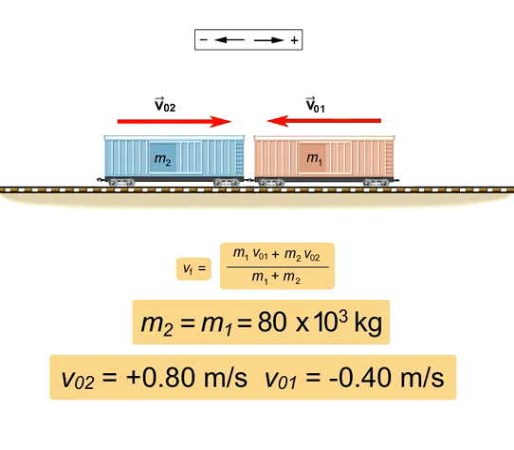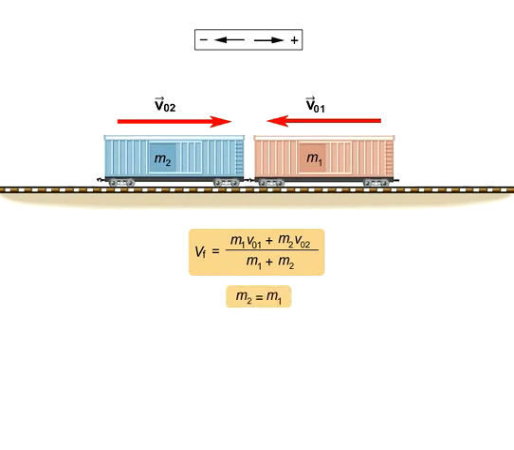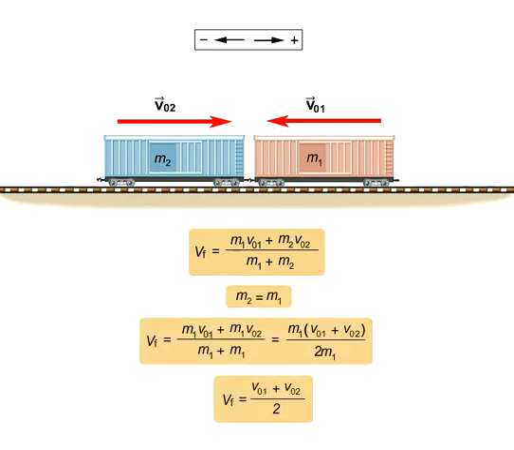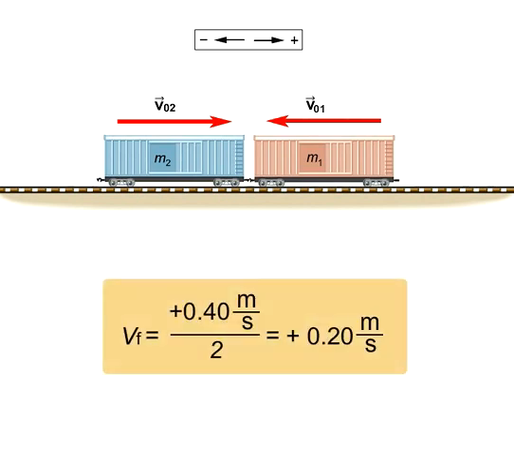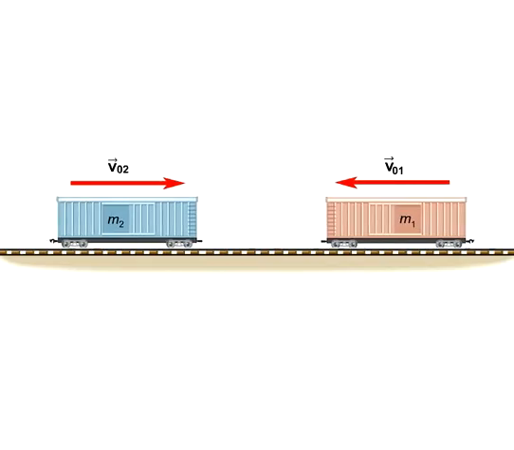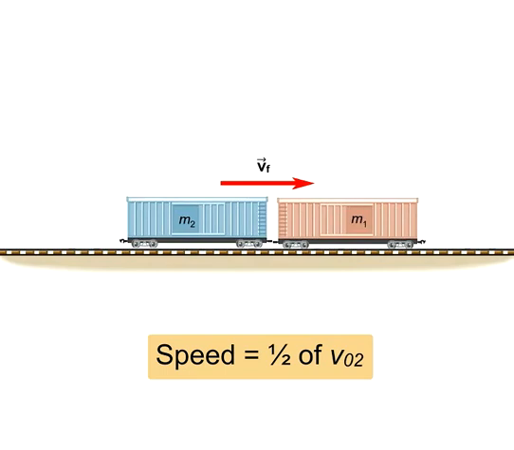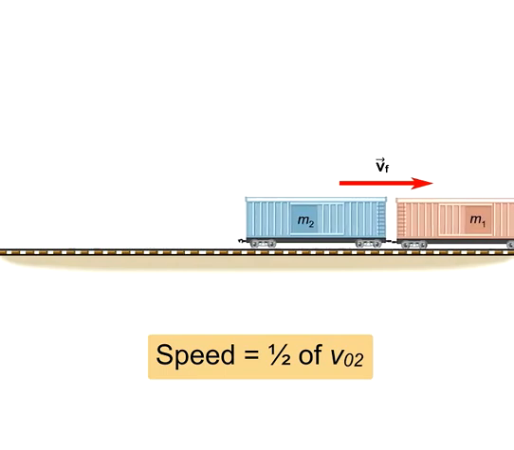Now we will prepare to put the numbers for the particular case that we are analyzing into the equation. We must be careful to keep track of the signs of v sub 02 and v sub 01. Because the masses of the cars are equal, we can simplify the equation as shown. The figure shows the equation with the values of the initial velocities replacing the symbols. Completing the calculation, we get that v sub f equals positive 0.20 meters per second. We see that v sub f is positive, which means that the coupled boxcars move to the right.